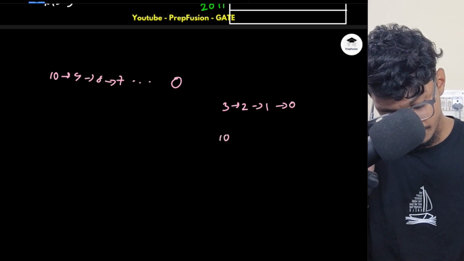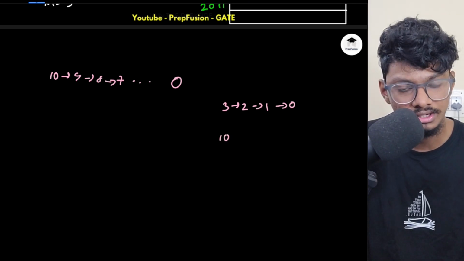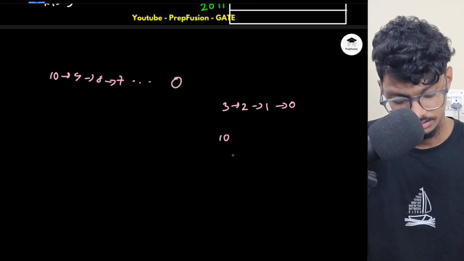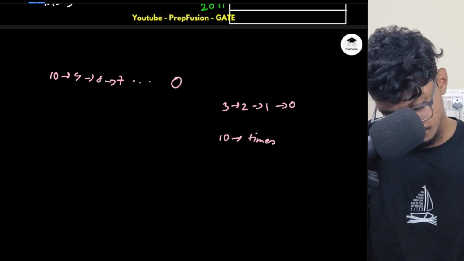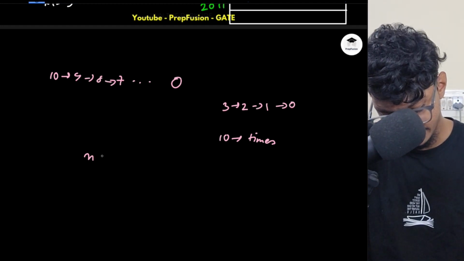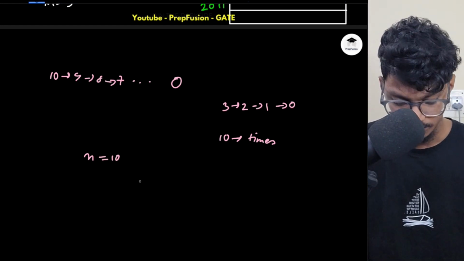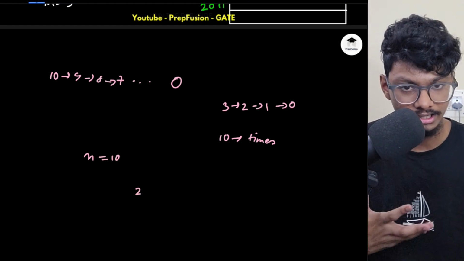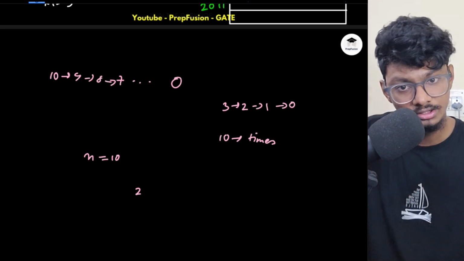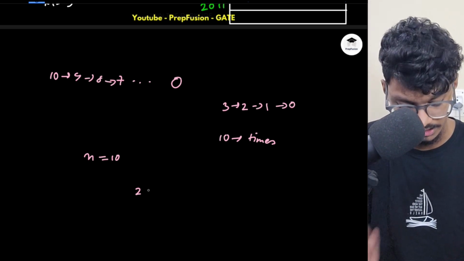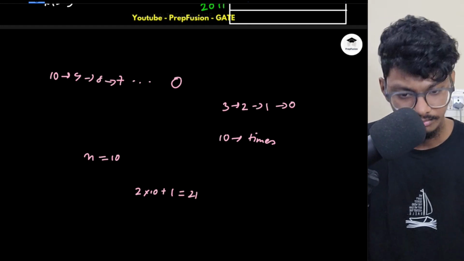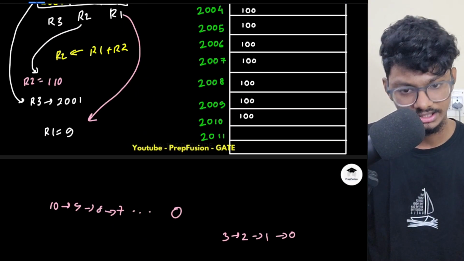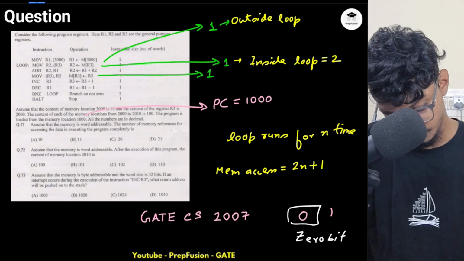If this value would be 10, then how many times will the loop run? 10 times. Okay, so simple. The loop will run 10 times, so n will be simply 10. So from here I can tell you how many memory accesses there will be throughout the whole execution of the program. That is 2 times 10 plus 1, 21 memory accesses. Okay, so that's why the answer for the first one will be D.